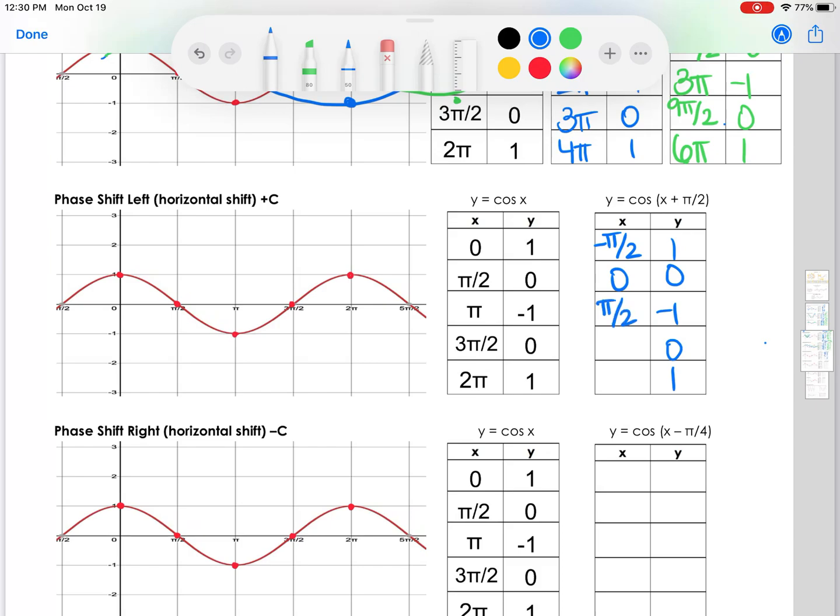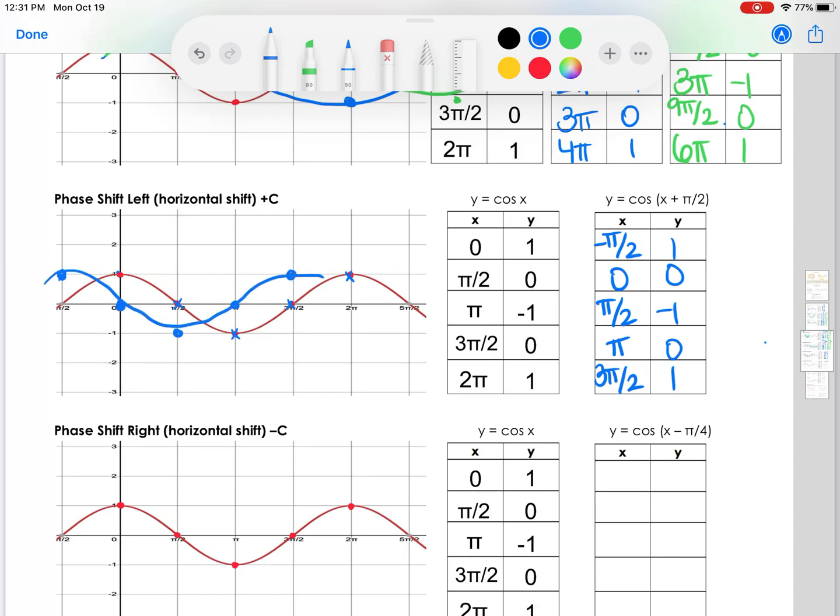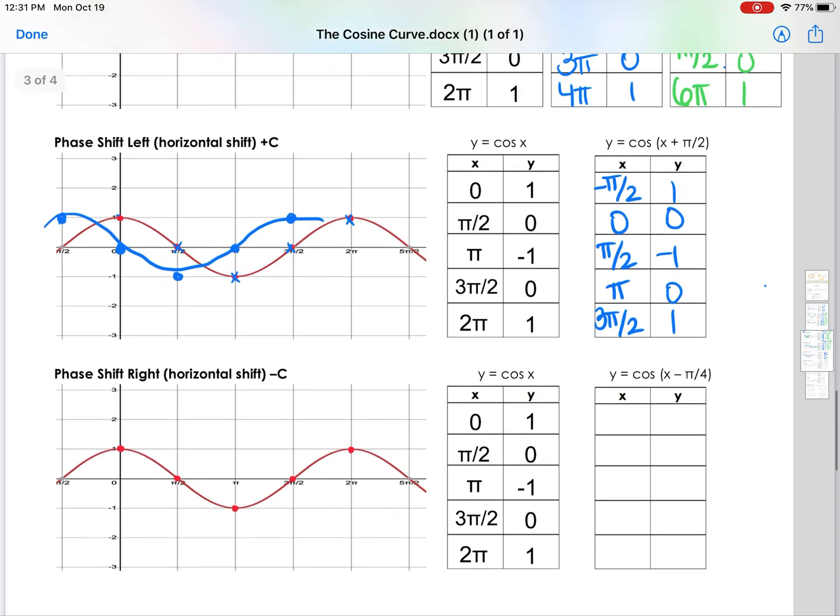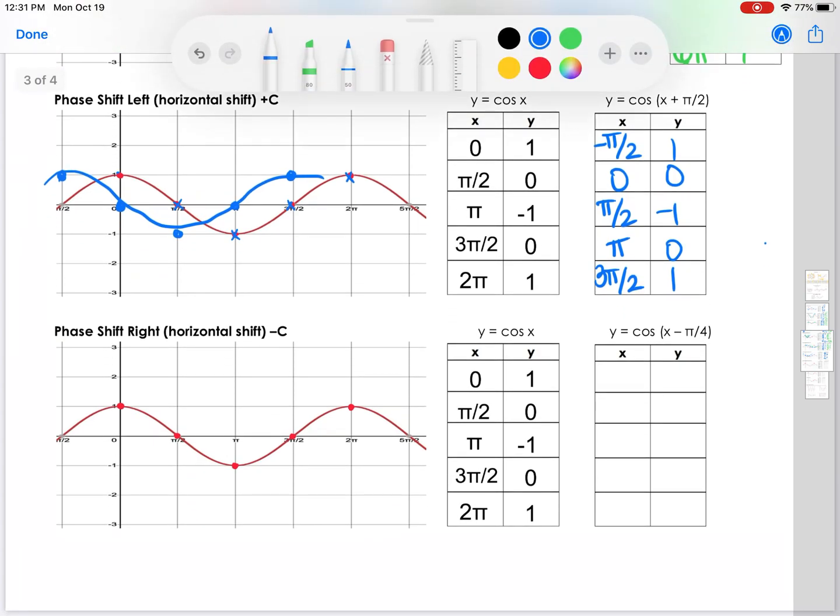So 0 minus pi over 2, pi over 2 minus pi over 2, pi minus pi over 2, 3 pi over 2 minus pi over 2, and 2 pi minus pi over 2. Every one of these points has shifted to the left pi over 2 spaces. So this point here is moving left pi over 2. This point here is moving left. They're all moving to the left.